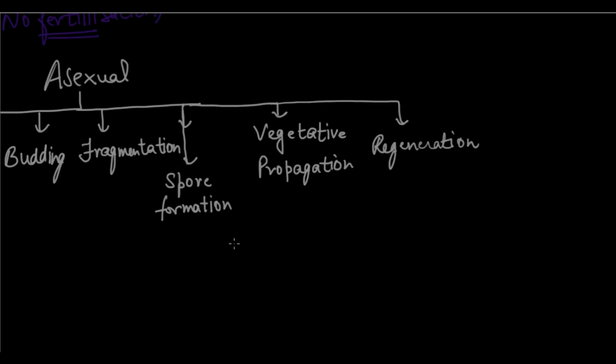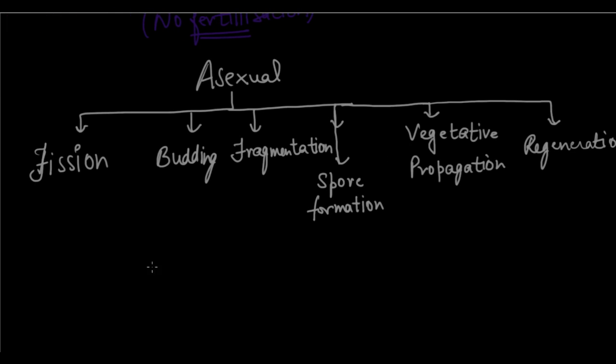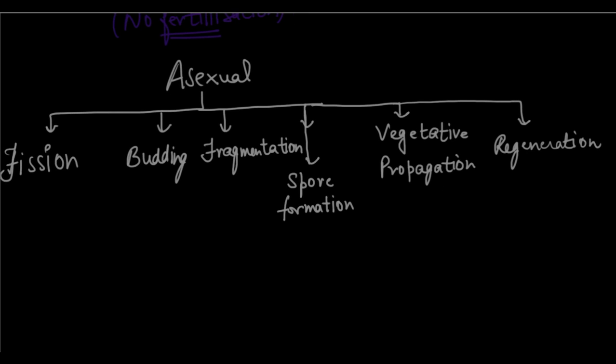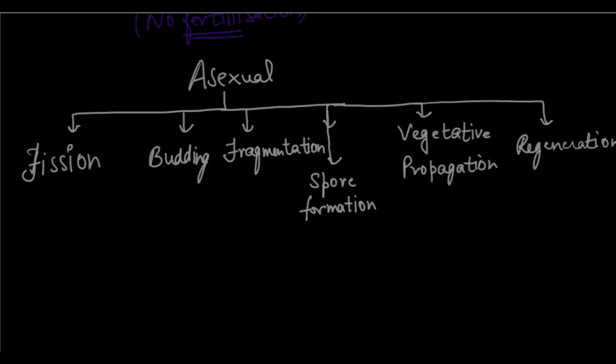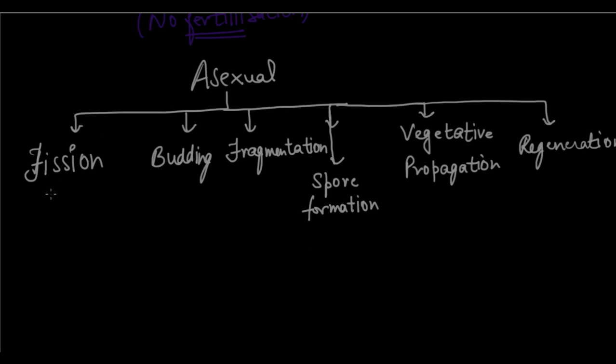So there are these forms of reproduction. There is fission, budding, fragmentation, spore formation, vegetative propagation, and a new form of asexual reproduction, regeneration, which is newly introduced to you. However, we've learned all of these in our lower classes in 7th and 8th standard.